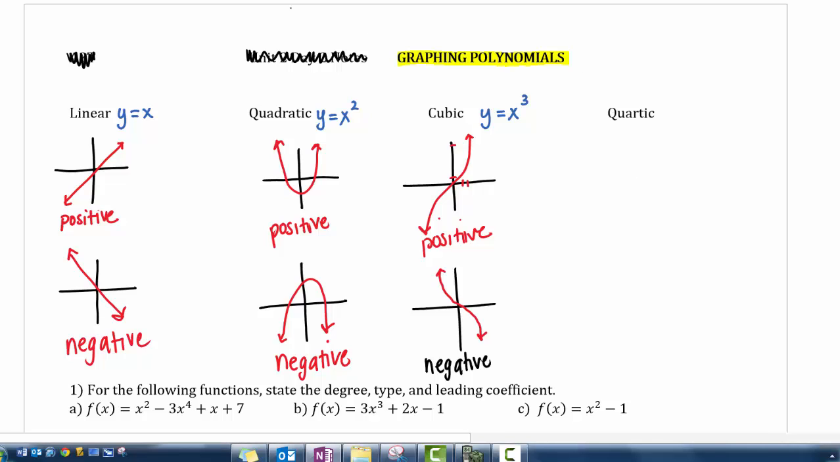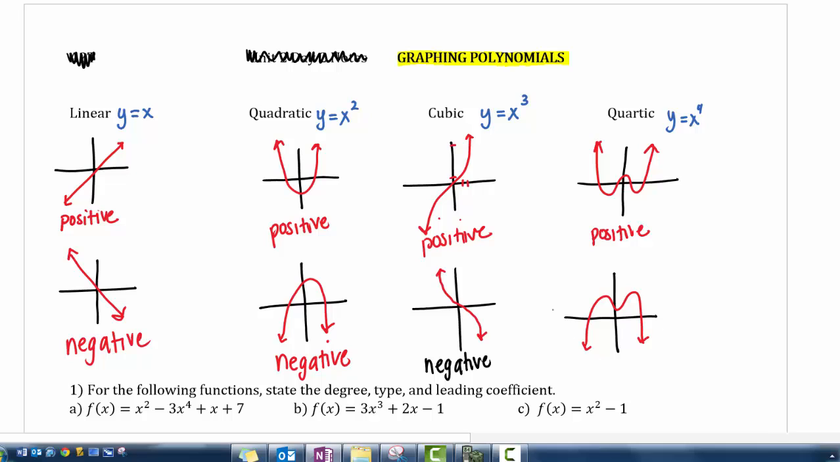And quartic is y equals x to the fourth. And its general shape is kind of like a W. And this one's positive. You'll see that if we look at the end behavior, all the way to the right, they're all going up. And then if it's negative, it would be going down.